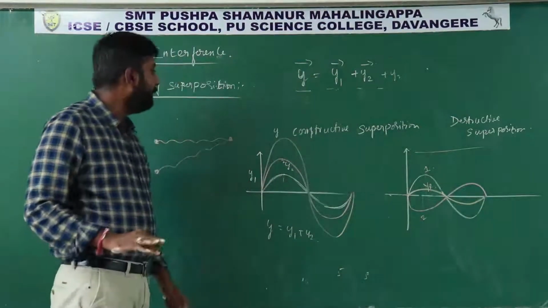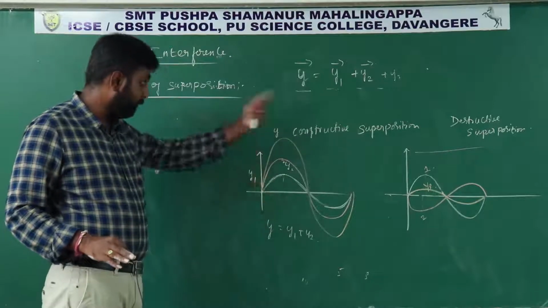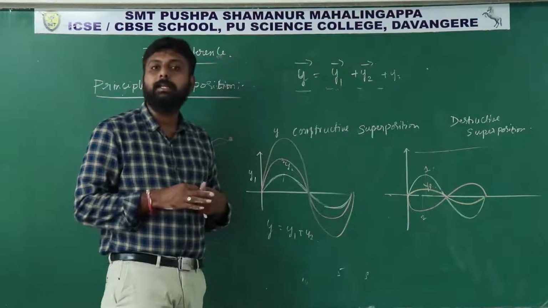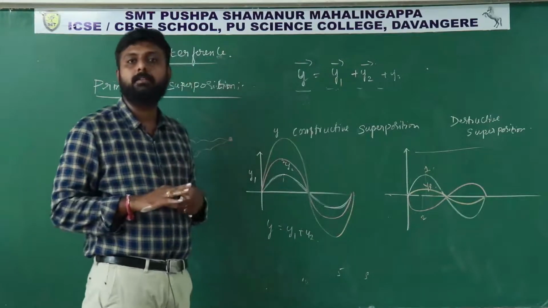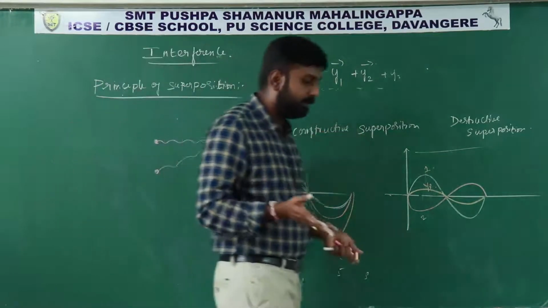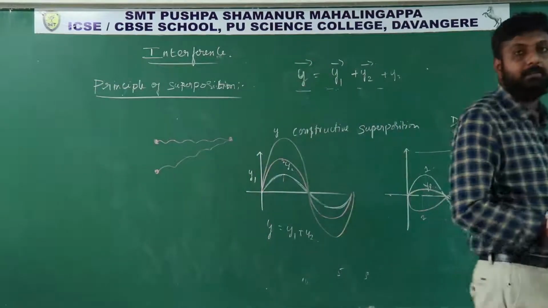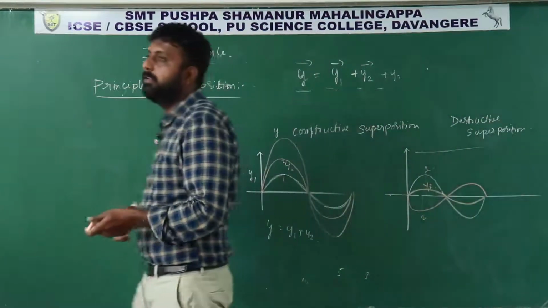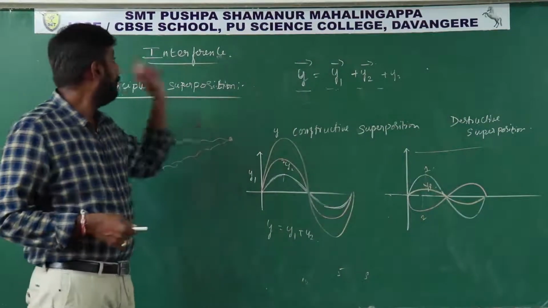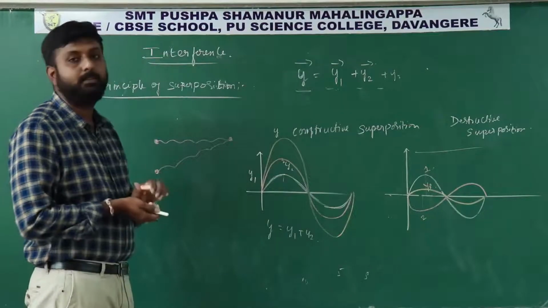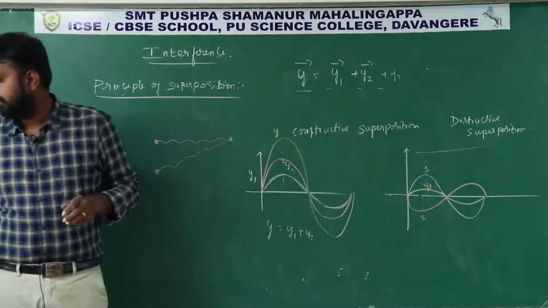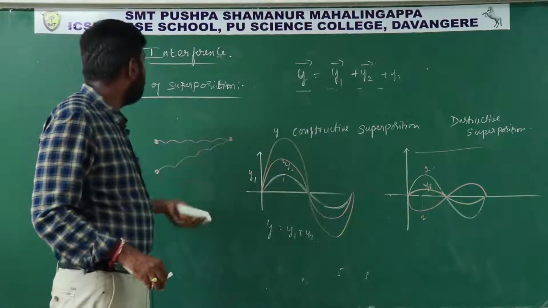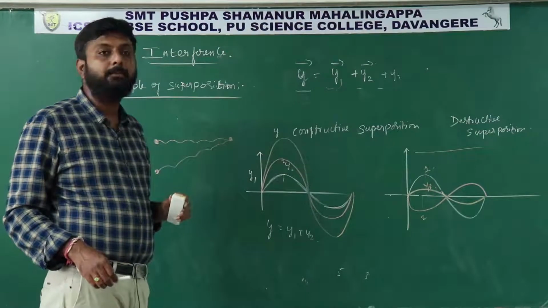That means in constructive superposition the amplitude of the resultant wave increases, and intensity also increases. In destructive superposition the amplitude of the resultant wave decreases and intensity also decreases. So this is according to the principle of superposition. I hope you understood the concept of the principle of superposition.